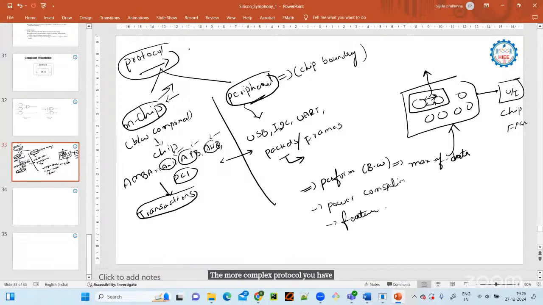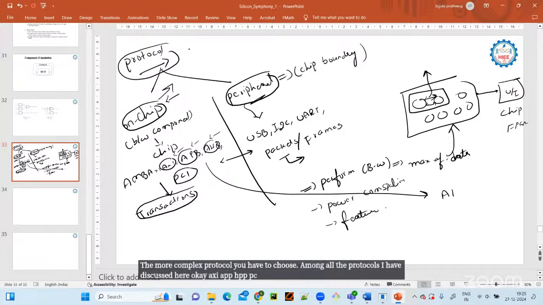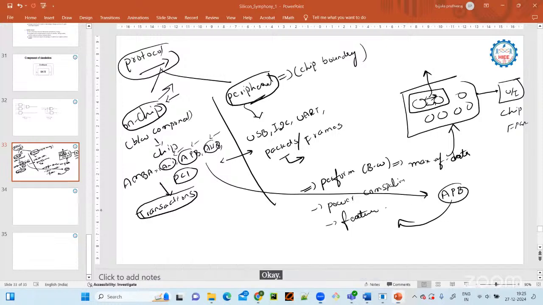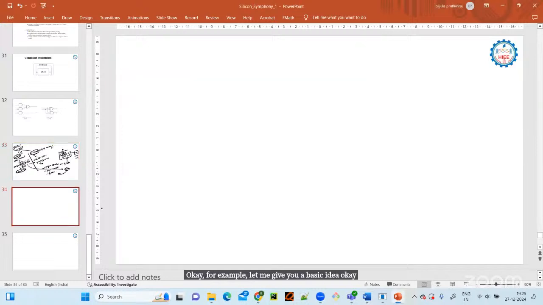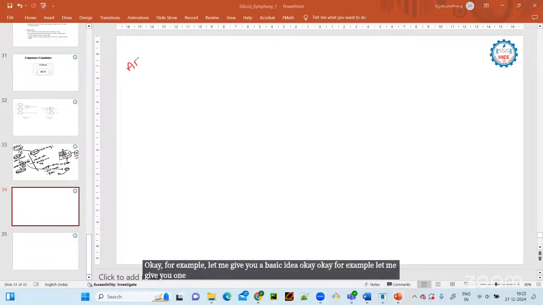Among all the protocols I have discussed here, AXI, APB, AHB, PCI, APB is a basic protocol, which has limited features and whose performance is also comparatively less. For example, let me give you a basic idea. Let me give you one small comparison between APB and AXI.